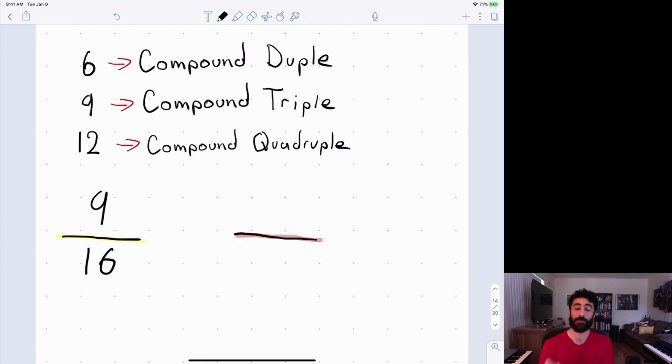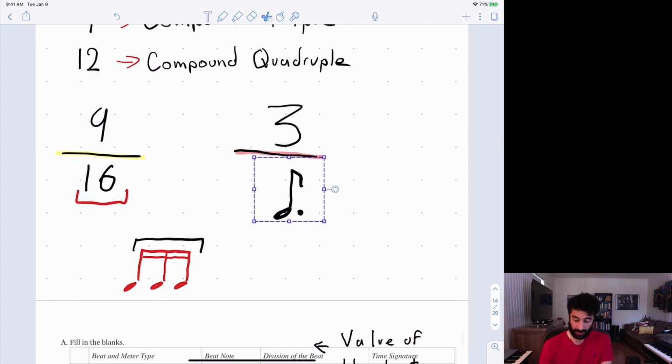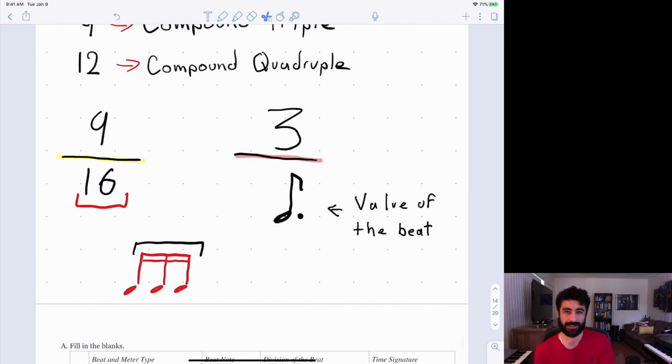So if I see something that looks like this, I know immediately that 9 means that it's going to have 3 beats, that it's going to be triple. And since I know that a 16th note is the subdivision and that each beat is going to have 3 of these, I know that my beat is going to be a dotted 8th. So I can take this and put it on the bottom part, which is the one that tells me the value of the beat. So I think this is all for this one.